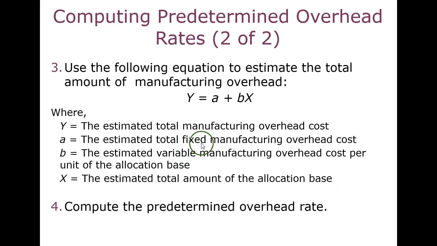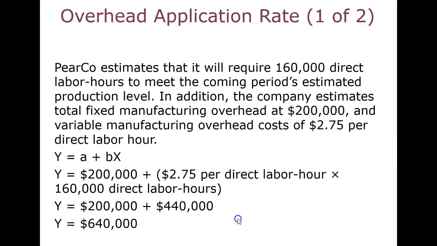A is the fixed manufacturing cost for the period, the total fixed manufacturing cost for the period. B is the estimated variable manufacturing cost per unit of allocation base. So this can be per unit of direct labor hours if you're using that, machine hours if you're using that. And X, of course, is the total amount of the allocation base, like total direct labor hours or total machine hours. And then you use this to help compute the predetermined overhead rate.